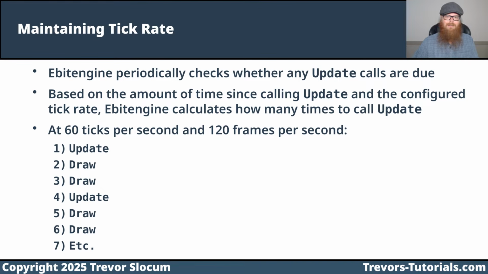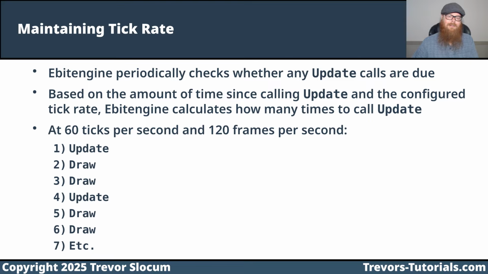To maintain tick rate, EbiTengen runs a loop which constantly checks the current time and compares it with when EbiTengen last called the update method of our game. Based on the tick rate, or ticks per second, which we've configured, and the amount of time that has passed, EbiTengen may need to call the update method 0 times, 1 time, or more than 1 time.